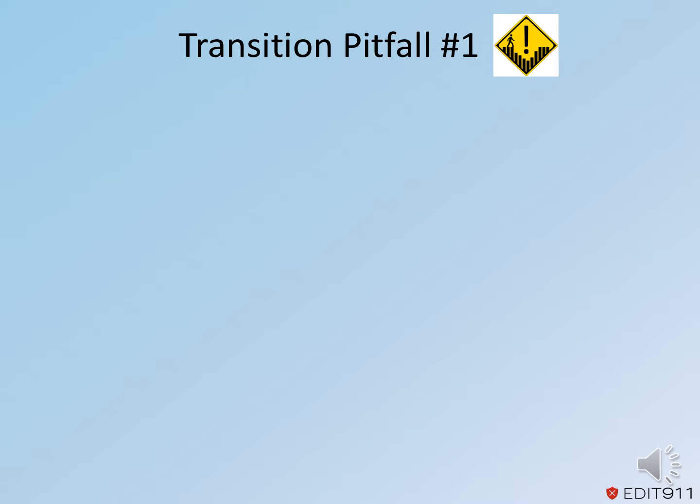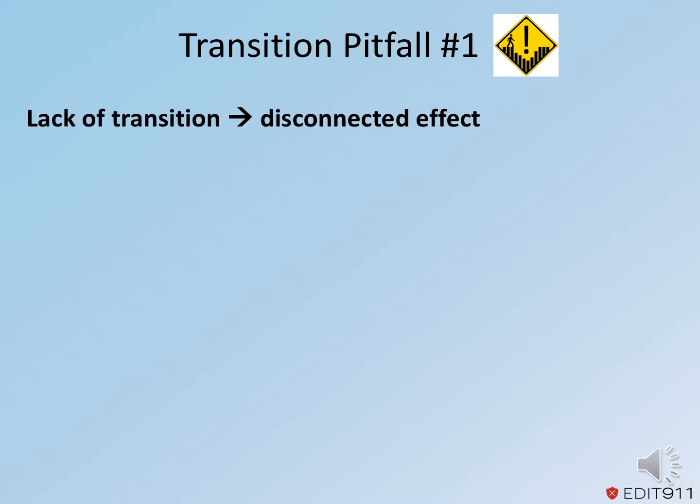Now let's go through some common transition pitfalls and see how to improve them. All the examples in this presentation are based on academic writing that was submitted to Edit 911 for editing. For reasons of space, only a few lines are shown, but just imagine how these types of problems would be amplified when these examples are embedded in a relatively lengthy paragraph. The first pitfall is the lack of transition.